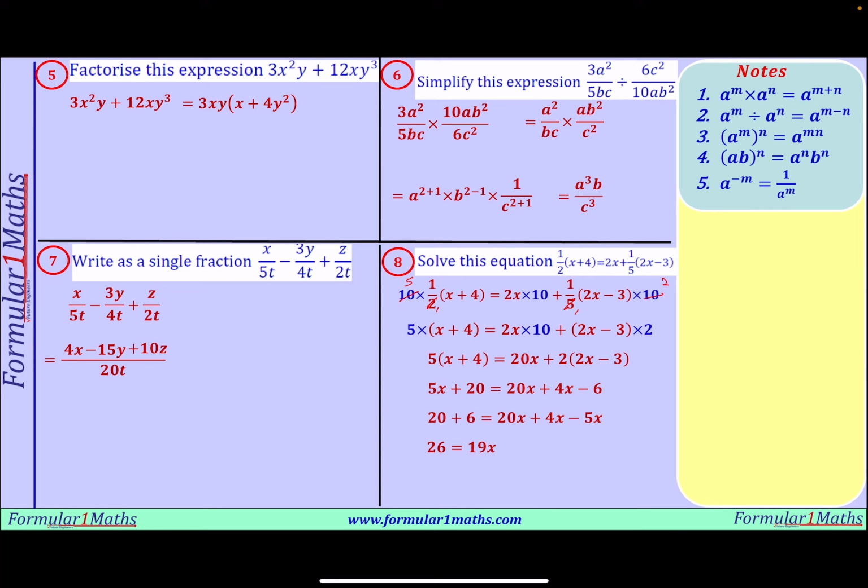Then solve for x, you're going to get x equals 26 over 19. Then you can change that to a mixed fraction, and that would be x equals 1 and 7 over 19. And that is question 8.